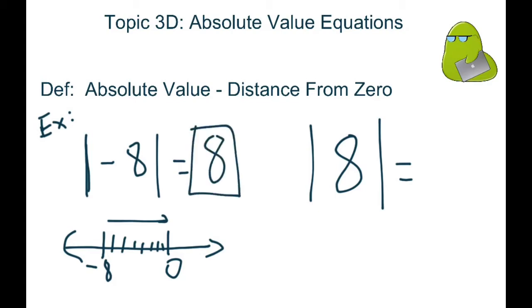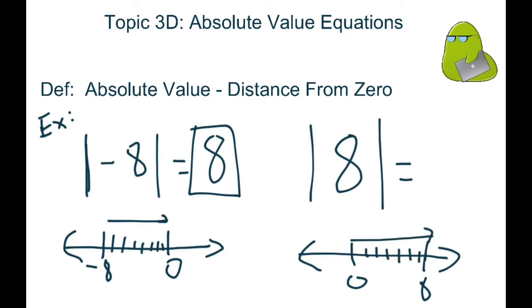Now I have another one here. Absolute value of just a positive 8. Think about it on a number line again. You're at 0, and it says 8. How far away is that? Well, remember distance here: 1, 2, 3, 4, 5, 6, 7, 8. So the distance over is 8.